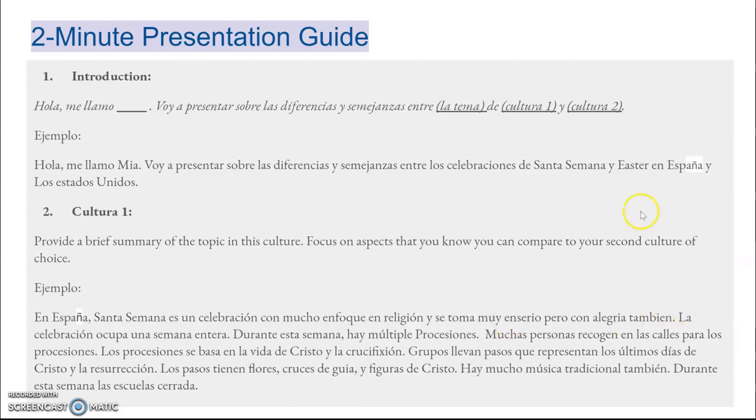So you can go ahead and read those examples. I think that would be very helpful.